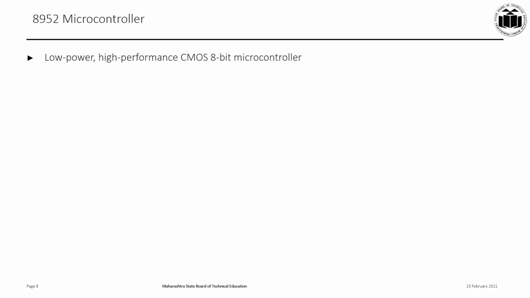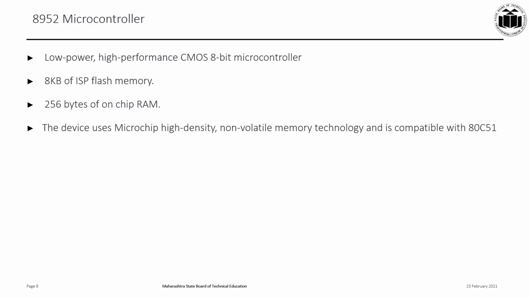8952 microcontroller. It is a low power, high performance CMOS 8-bit microcontroller. As you can see, the flash memory is double than what it was in case of 8951. So here we have 8 kilobytes of ISP flash memory. Also the RAM is double than what is in case of 8051. Here we have 256 bytes of on-chip RAM.